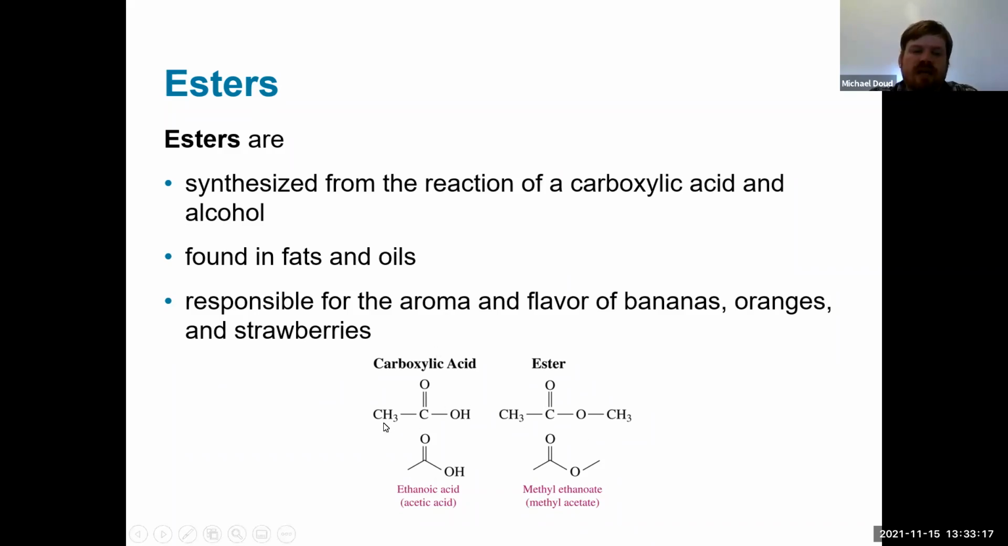So a carboxylic acid, for example, we know has a carbon double bonded to an oxygen with a single bond then to a hydroxyl group, the OH group. An ester, on the other hand, does not have the OH. Instead, it has an oxygen bonded to a carbon. So it's almost like a combination of a carbonyl with an ether, whereas the carboxylic acid is a combination of the carbonyl with an alcohol or hydroxyl.